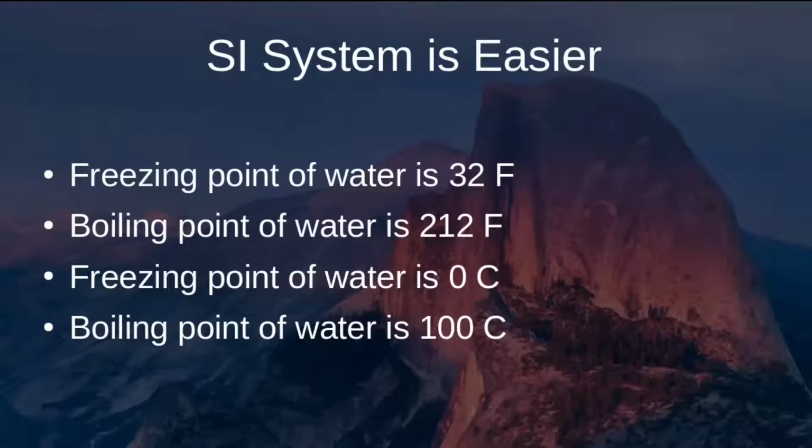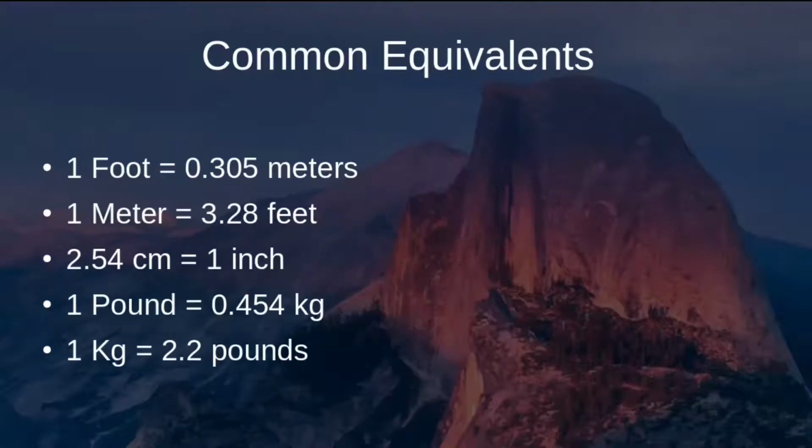In the customary US units, 32 is freezing, and 212 degrees Fahrenheit is the boiling point. So which of those is going to be easier to remember? The former is going to be easier to remember for me, at least.